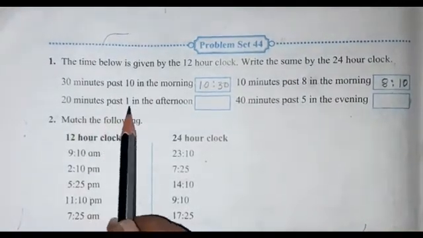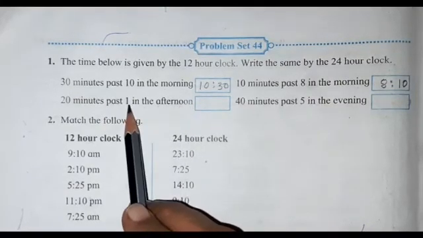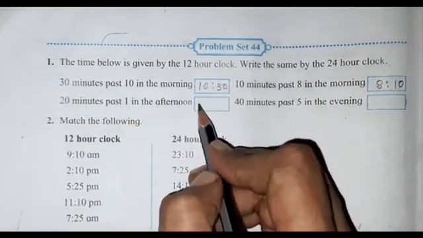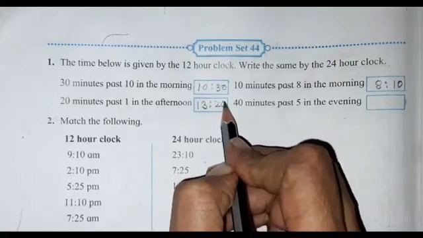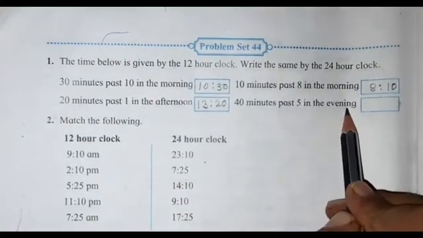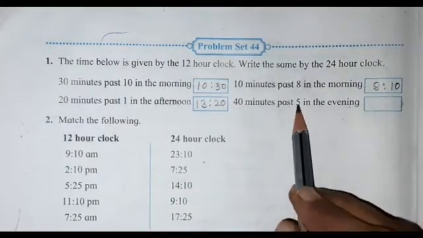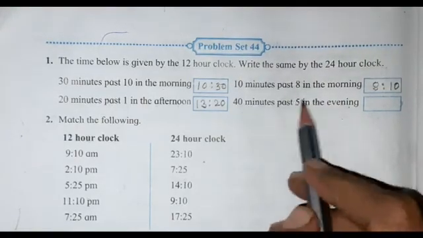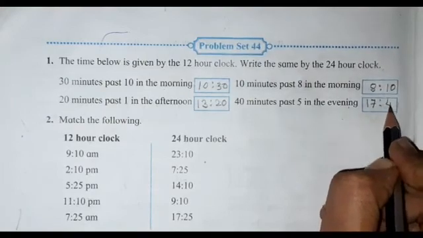20 minutes past 1 in the afternoon. Afternoon 1 means after 12, 13. So here write 13:20. Now 40 minutes past 5 in the evening. In evening we count after 12 and this one is 5. So after 12, 5 is 17. So here write 17:40.